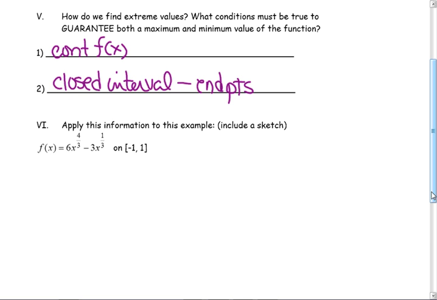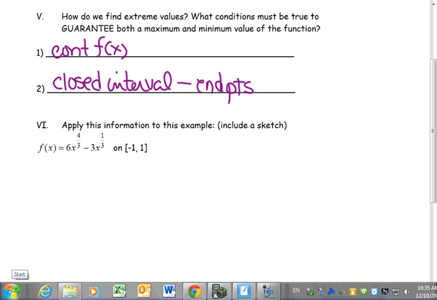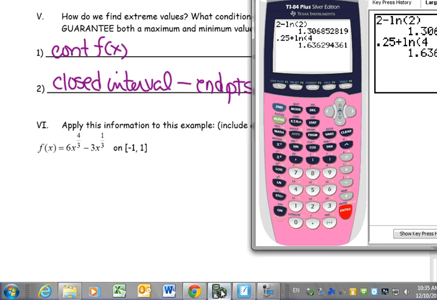Okay, here it is. That's the example we're going to do. Is this cube root continuous? Yeah. Is it a closed interval? Okay, I've already graphed this, so I'll bring up my calculator. You're going to have to put some of this in your calculator because they're not going to be closed intervals.